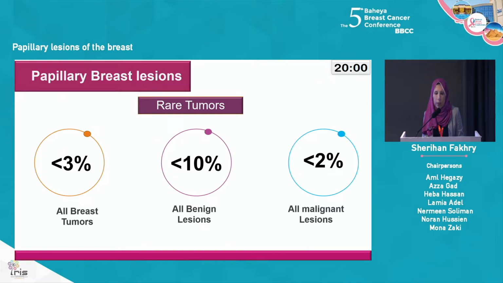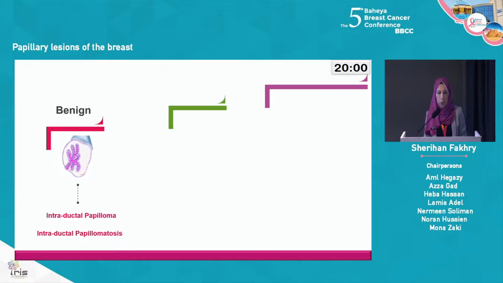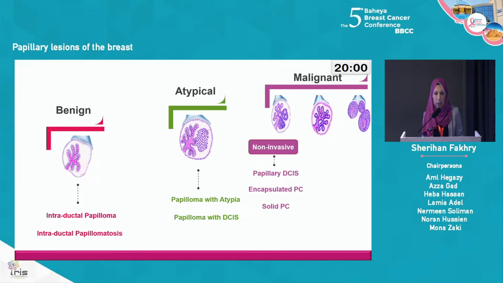They are rare tumors, representing less than 3% of all breast tumors, less than 10% of all benign lesions, and less than 2% of all malignant lesions. But they have a good prognosis. They include a broad spectrum of benign lesions, like intraductal papillomas and papillomatosis; atypical lesions, like papilloma with atypia or DCIS; malignant lesions, which may be non-invasive, like papillary DCIS, encapsulated papillary carcinoma or solid papillary carcinoma; or invasive, like invasive papillary carcinoma, invasive micropapillary carcinoma, or encapsulated or solid papillary carcinoma with invasive component.